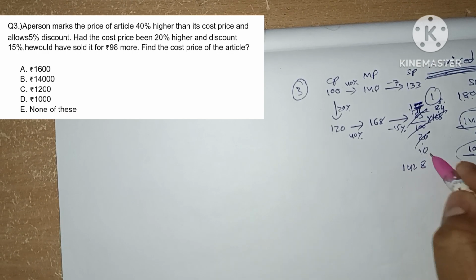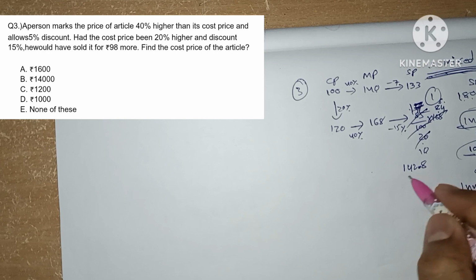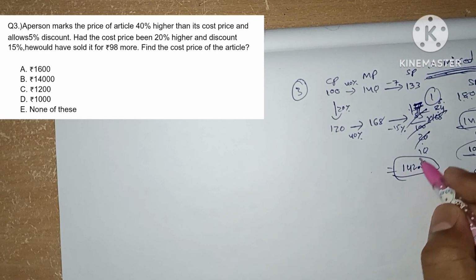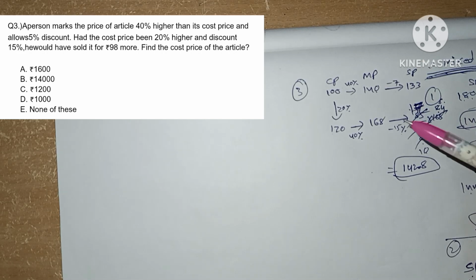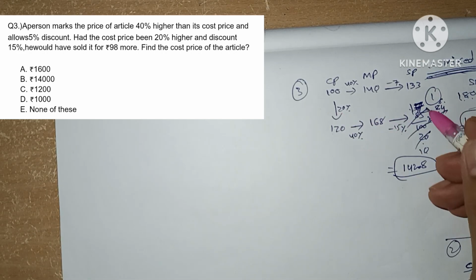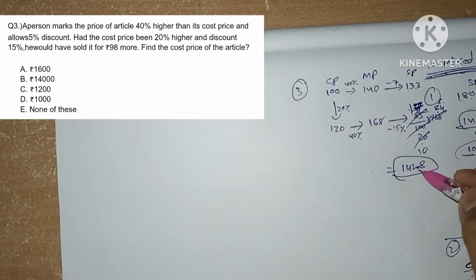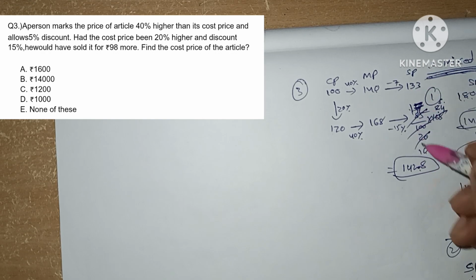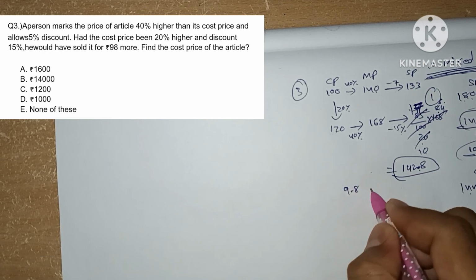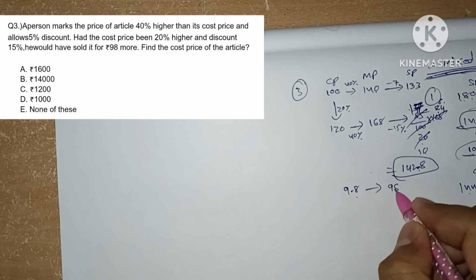142 divided by 10 means 0.8. Okay, so this is what we have got. This is another selling price, and in the question it is said that he would have sold it for 98 more. So the difference between these two selling prices is nothing but 98. Here the difference between these two is 9.8. 9.8 is nothing but 98.